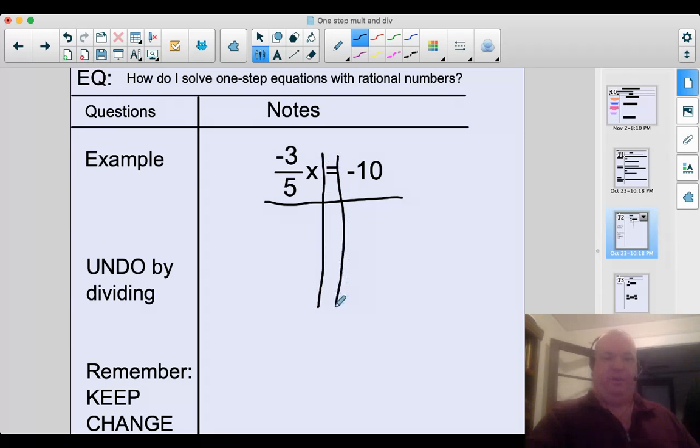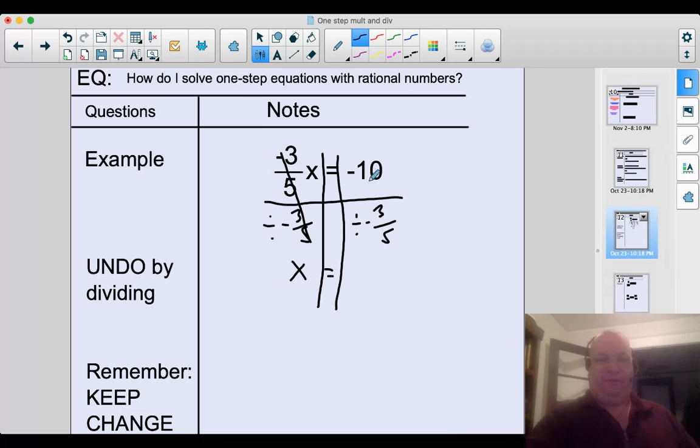Okay, remember, I'm going to undo by using the inverse operation. Because these are being multiplied, the opposite of that is dividing. Okay, so I'm trying to get the x by itself. That's my goal, because I want x equals something, so I know what x equals. So since x was multiplied by negative 3/5, I have to undo that by dividing by negative 3/5. Okay, when I do that to both sides, that cancels out and leaves x by itself.